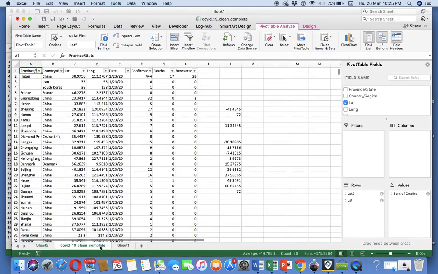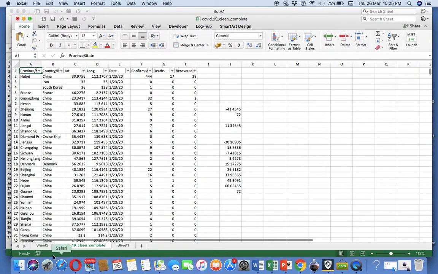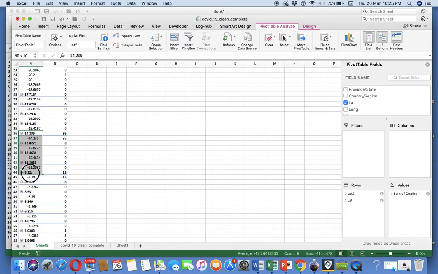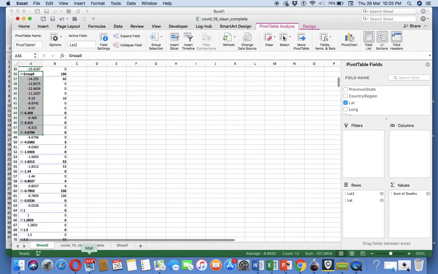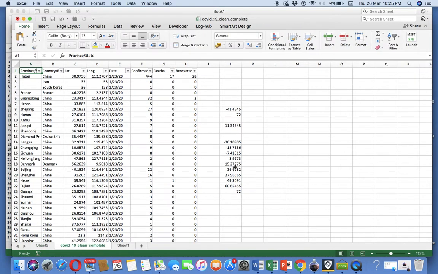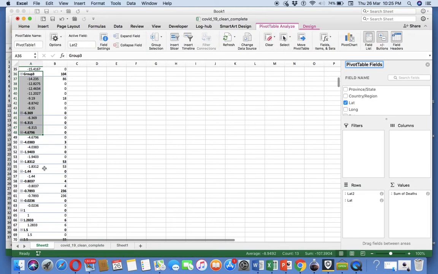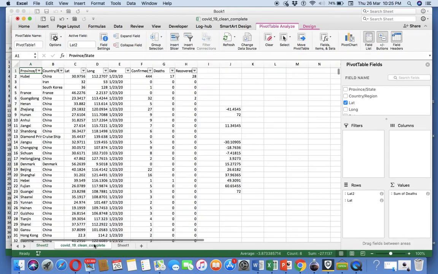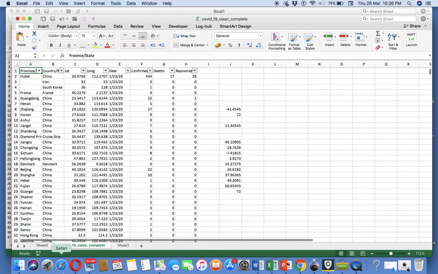Minus 18, we'll go to the next one and we go to minus 7. The next group is still minus 7. The next group is still 3. The next group is still 15.27.